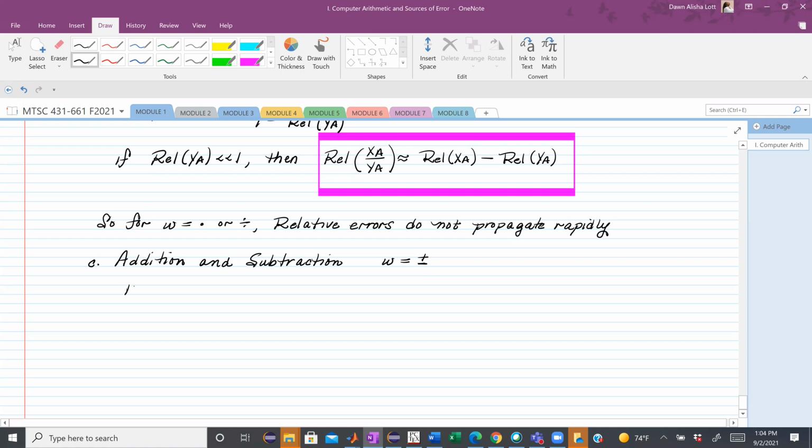So let's look at the propagated error in XA plus or minus YA. So the error in XA plus or minus YA, well, that's going to equal X true plus or minus Y true minus XA plus or minus YA.